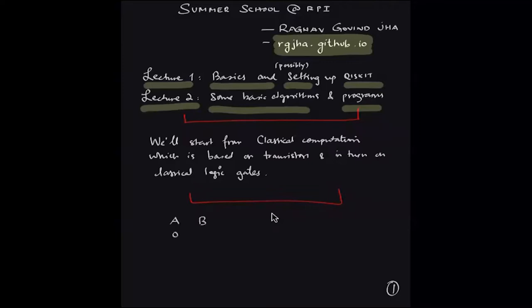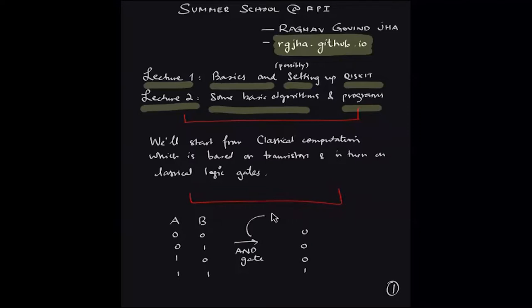Everything is binary in classical computation. We have zeros or ones. So suppose we have something like this, and then we apply this to, say, an AND gate. The output of the AND gate will only be high when both the inputs are high. So 0, 0 is mapped to 0, 0, 1 is mapped to 0, 1, 0 is mapped to 0, and 1, 1 is mapped to 1. So this is the AND gate.